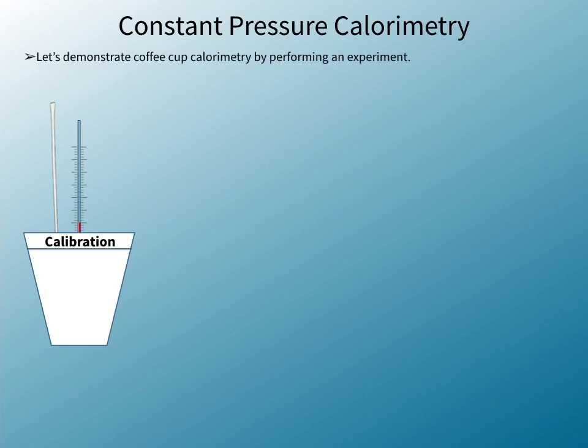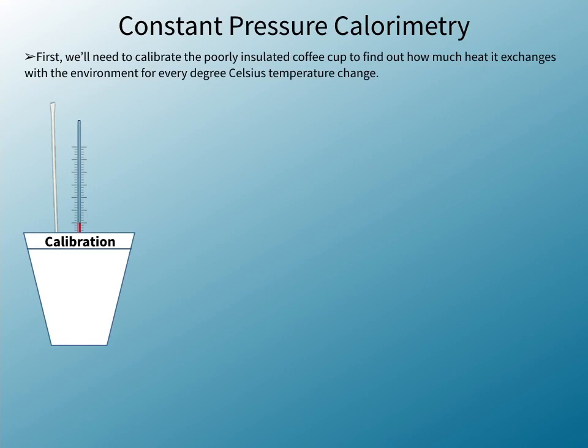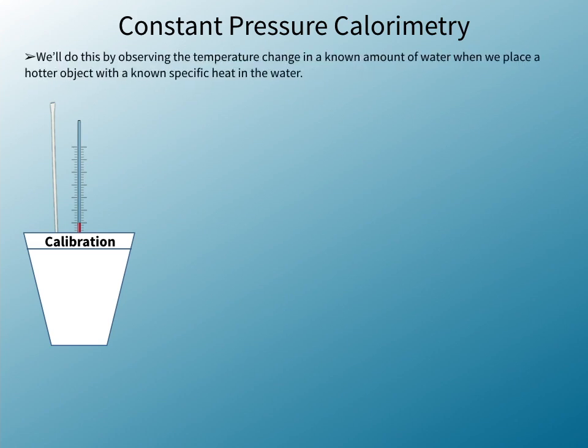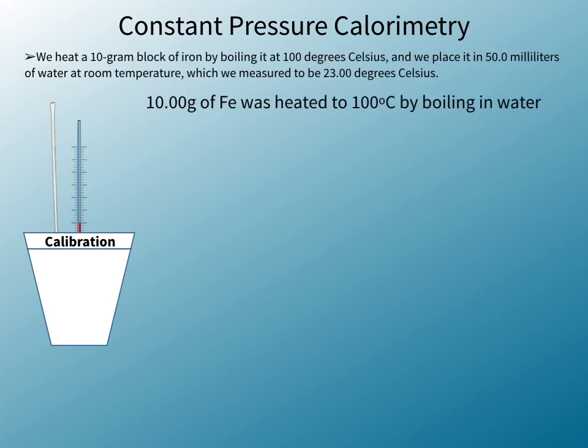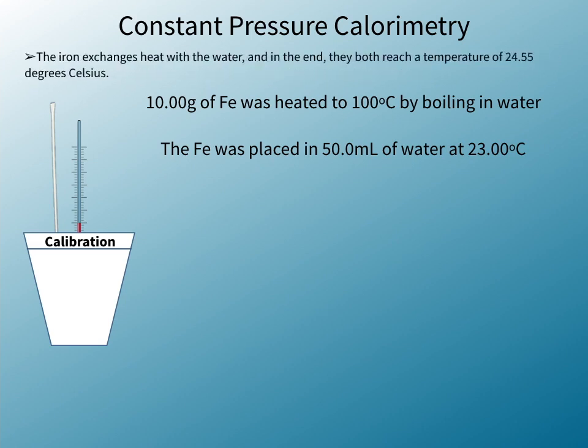Let's demonstrate coffee cup calorimetry by performing an experiment. First, we'll need to calibrate the poorly insulated coffee cup to find out how much heat it exchanges with the environment for every degree Celsius temperature change. We'll do this by observing the temperature change in a known amount of water when we place a hotter object with a known specific heat in the water. We heat a 10-gram block of iron by boiling it at 100 degrees Celsius, and we place it in 50 milliliters of water at room temperature, which we measured to be 23 degrees Celsius. The iron exchanges heat with the water, and in the end, they both reach a temperature of 24.55 degrees Celsius.